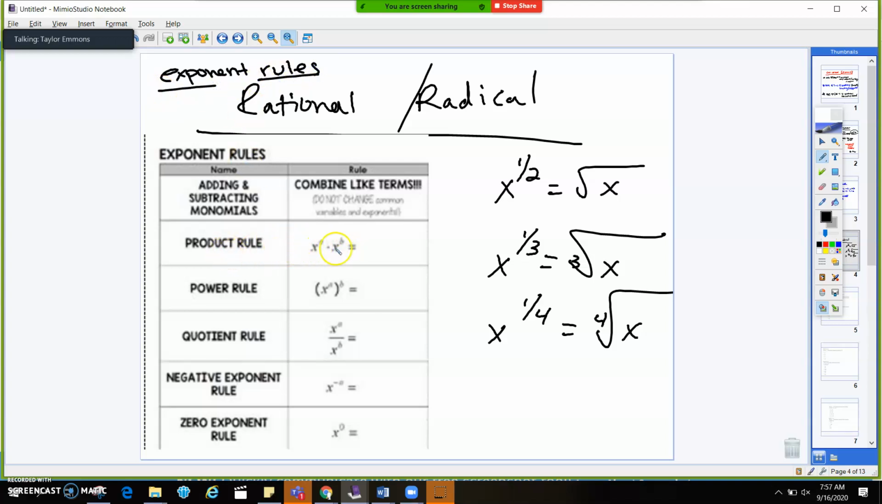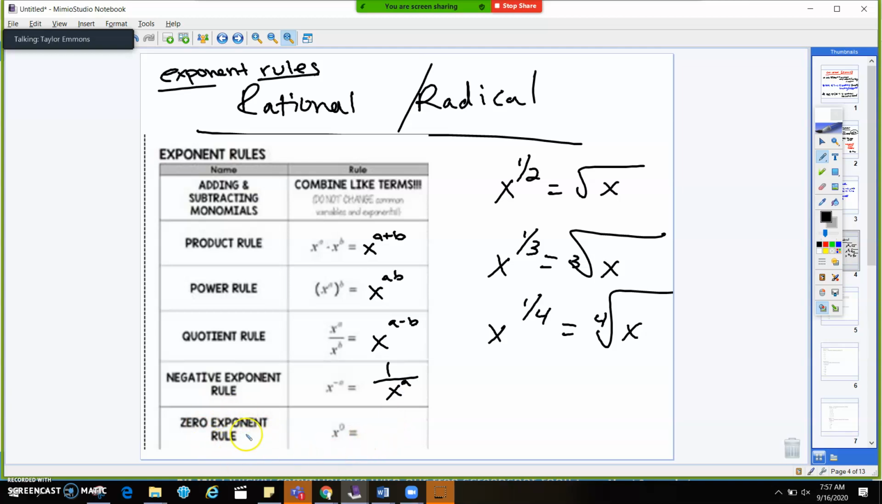But you need to know the product rule. The product rule says if you have the same base, you can add the exponents. If you are taking a power and raising it to a power, you're going to multiply the exponents. If you're dividing them, you're going to subtract the exponents. And if you have a negative power, you're going to flip what your base is.